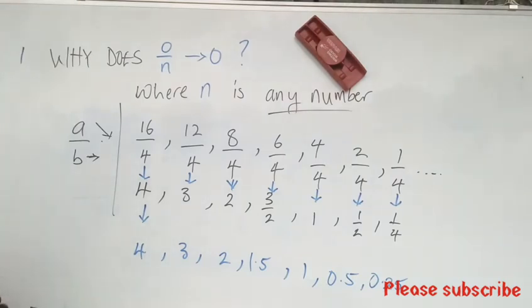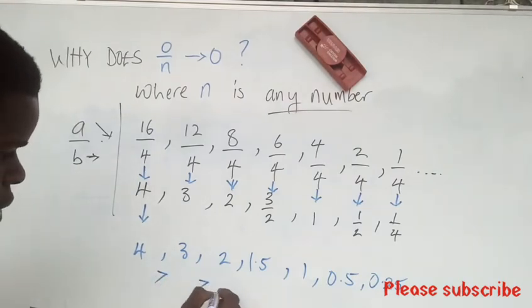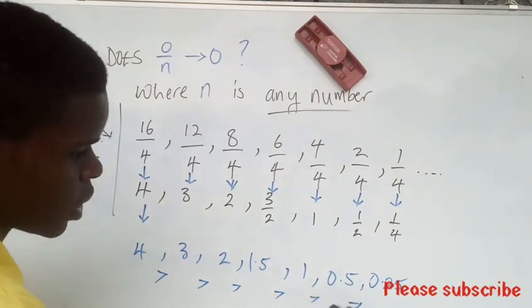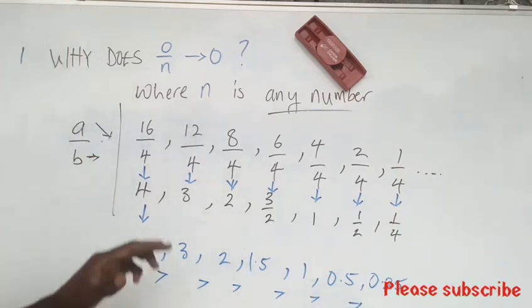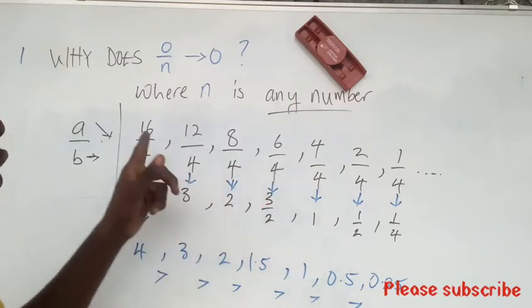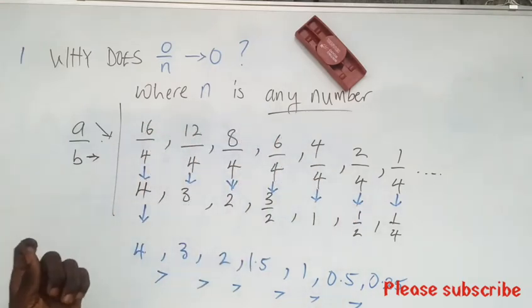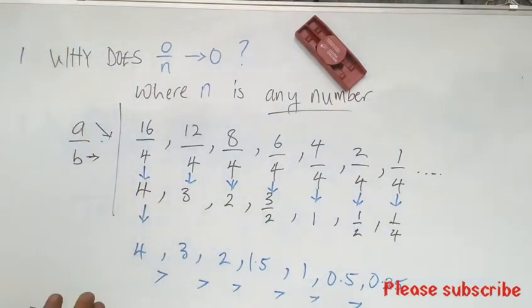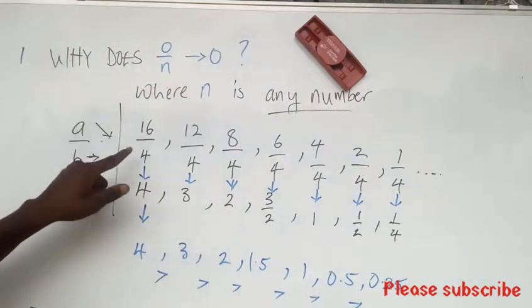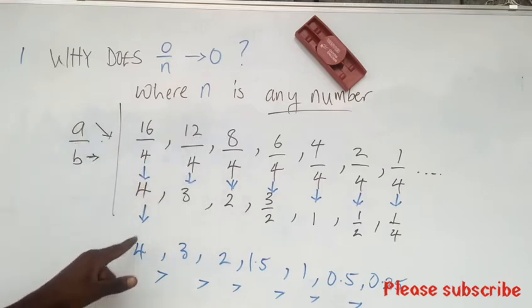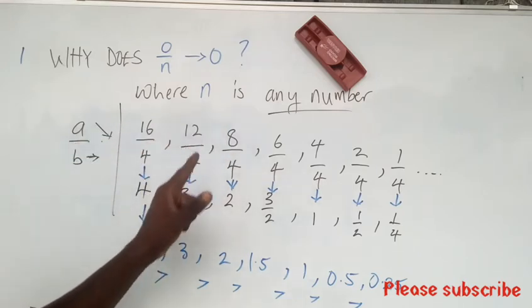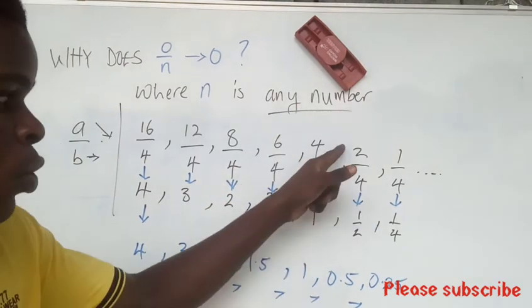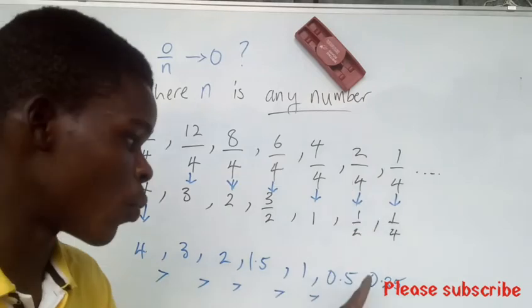What do you observe? You observe a decrease. For any constant denominator, as the numerator gets smaller, the result gets smaller. So we have here 16 was greater than 12. 16 over 4 is 4, 12 over 4 is 3, 8 over 4 is 2, 6 over 4 is 1.5, 4 over 4 is 1, 2 over 4 is 0.5, 1 over 4 is 0.25.